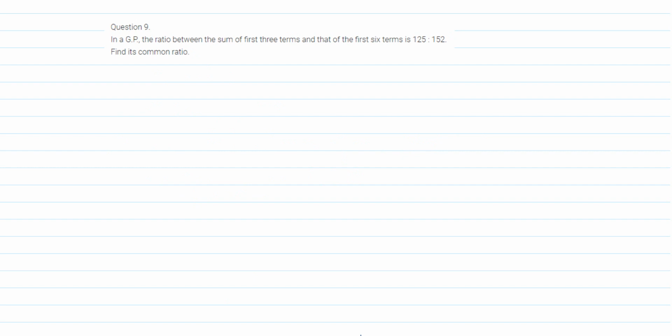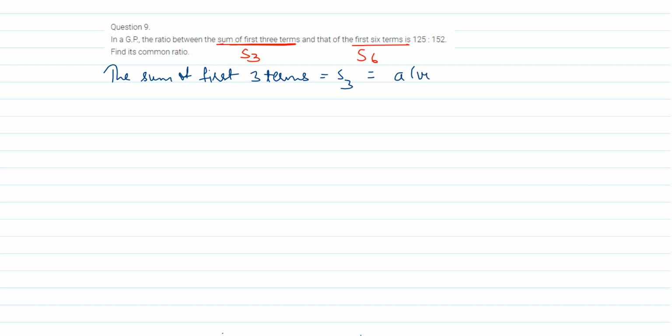Question number 9: the ratio between the sum of first 3 terms and the first 6 terms. The sum of first 3 terms is nothing but S3 that I have to find, and the sum of first 6 terms is S6. So we'll find out this. The sum of first 3 terms is S3 is equal to A into R raised to 3 minus 1 upon R minus 1.